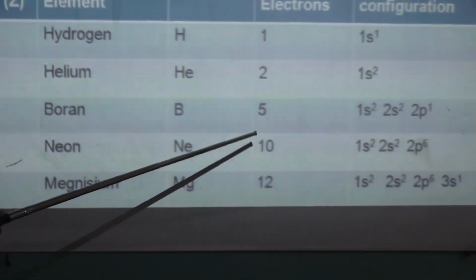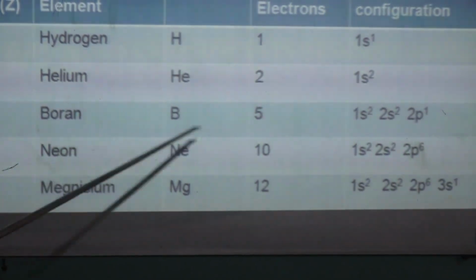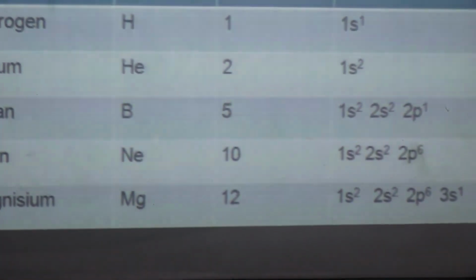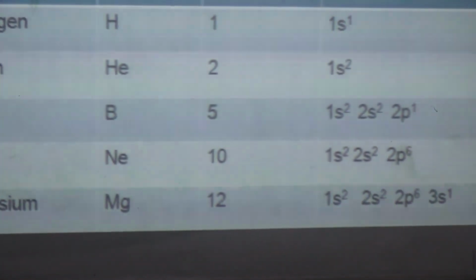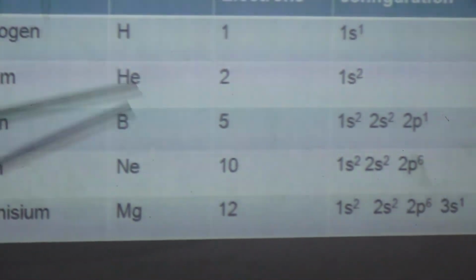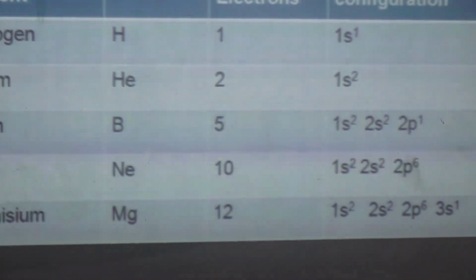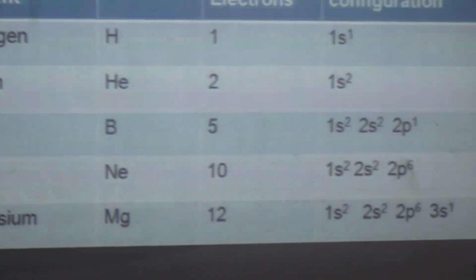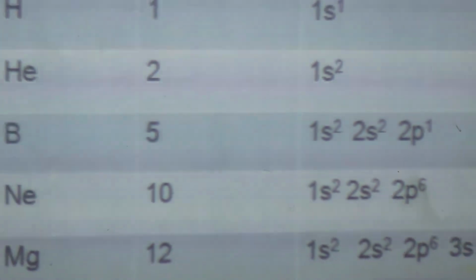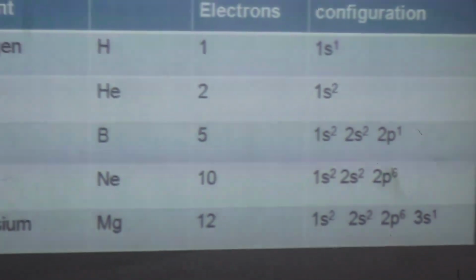Boron, atomic number 5, so 5 electrons are there. Now let us see how to accommodate the 5 electrons. First energy level 1s, so you can accommodate 2 electrons in the 1s. And the second energy level 2s, so you can accommodate 2 electrons in the 2s energy level. Then we are left with only 1 electron, that enters the 2p energy level, 2p1, because 2p can accommodate 6 electrons, but we are left with only 1 electron.